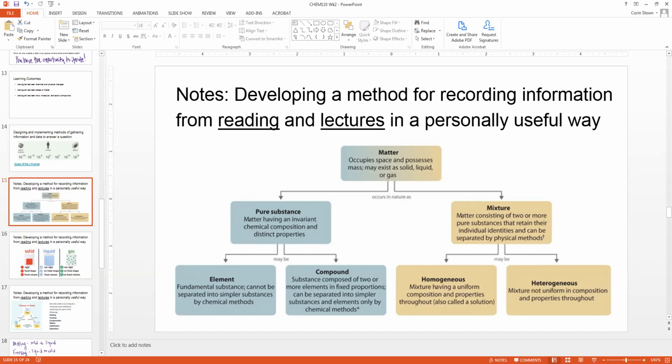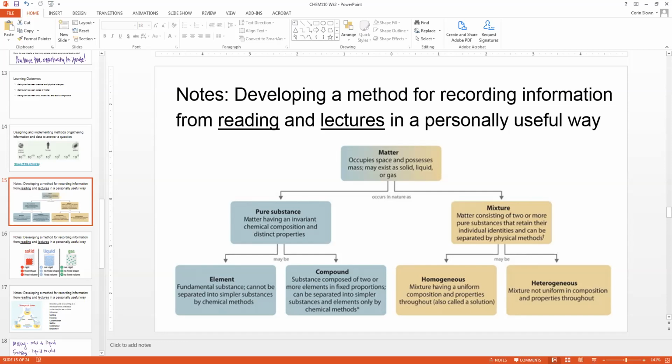If we're thinking about pure substances, there are 2 types. There are elements that cannot be separated into simpler substances by chemical methods. And then there are compounds. These are substances composed of 2 or more elements in fixed proportions. These can be separated into simpler substances and elements, but only by chemical methods.